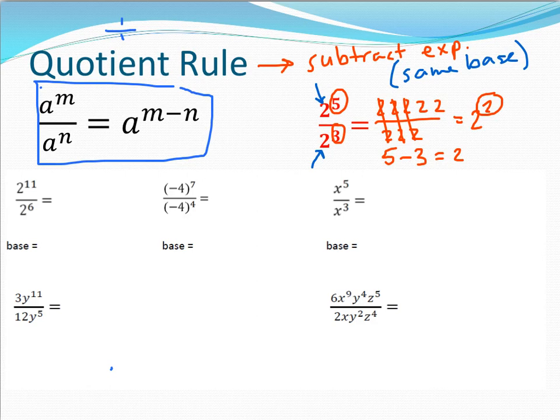First one, I have 2 to the 11th divided by 2 to the 6th. I'm going to do my quotient rule. I'm going to divide. So that's going to be 2 to the 11 minus 6. 11 minus 6 is 5. That's 2 to the 5th power. Again, I could simplify that, but we'll leave it.